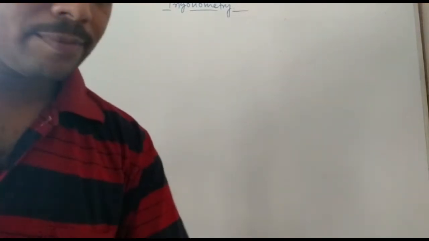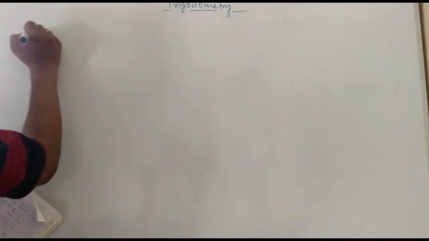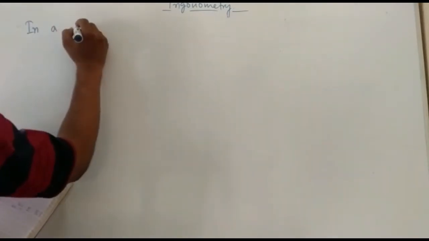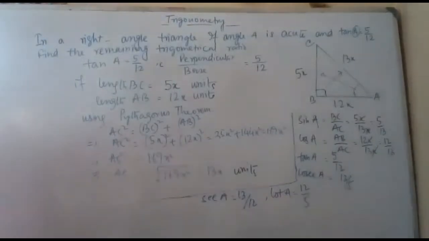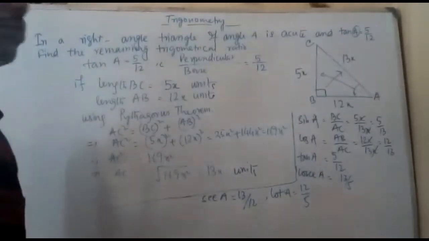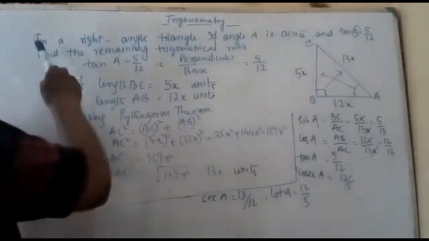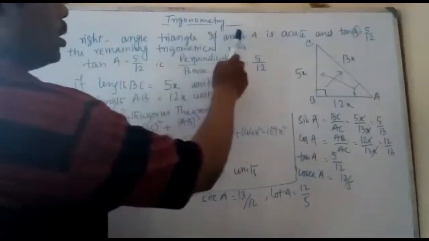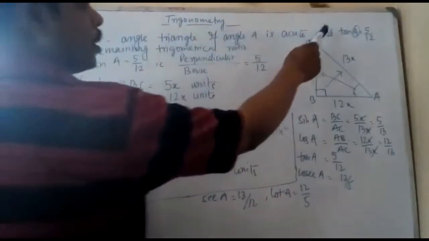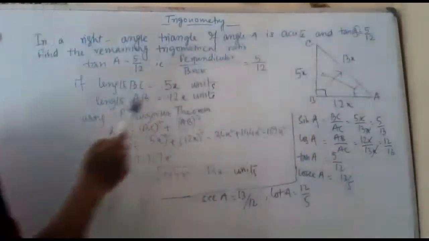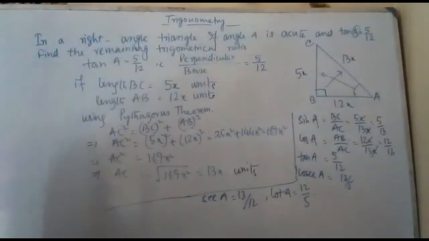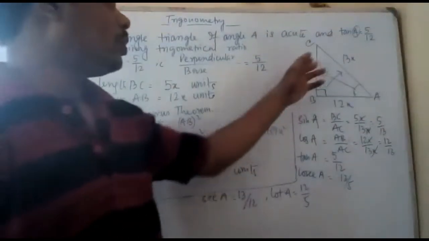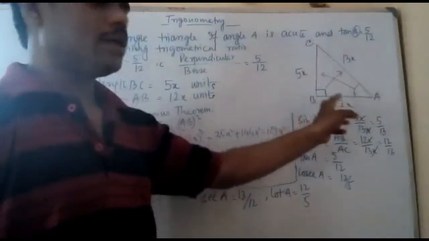So there I write down one question. Okay, I will write down one example. In a right angle triangle, if the angle A is acute and tan A is equal to 5 by 12, find the remaining trigonometrical ratios. So first we will draw one right angle triangle.